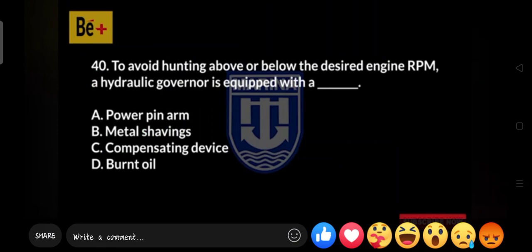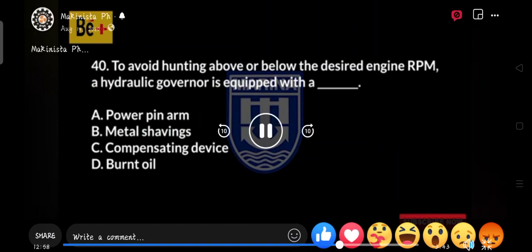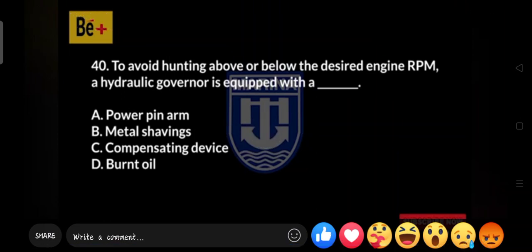To avoid hunting above or below the desired engine RPM, a hydraulic governor is equipped with A. Power pin arm. B. Metal shavings. C. Compensating device. D. Burnt oil. The answer is C. Compensating device.